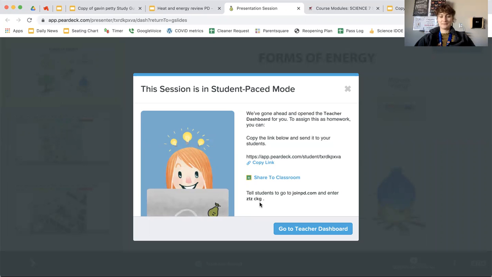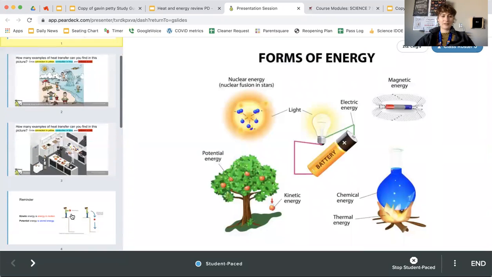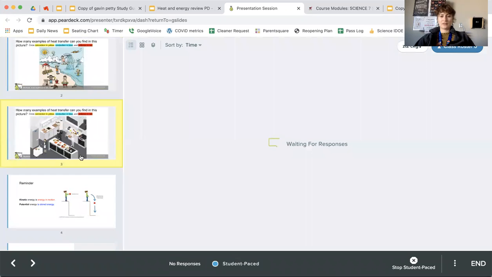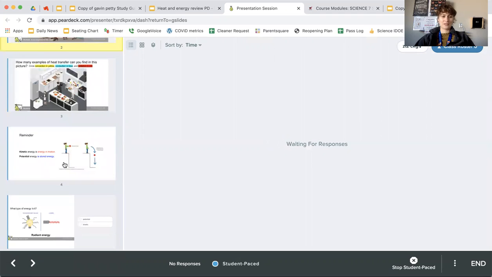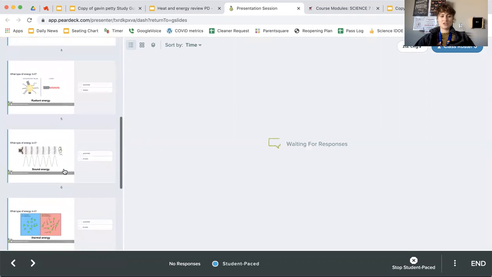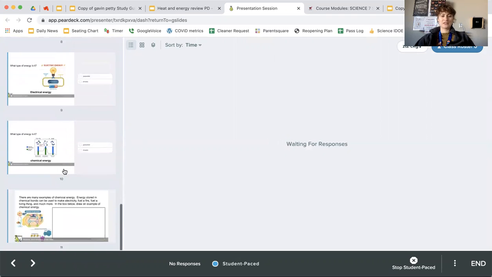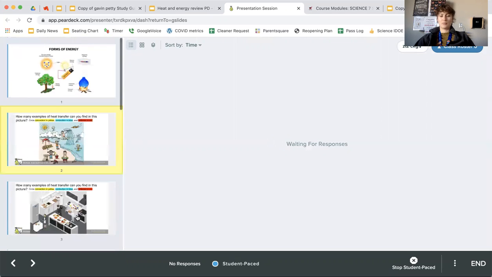ZTZ CKG. In this PearDeck, you'll have some practice with heat transfer, conduction, convection, and radiation. You'll have some practice with potential and kinetic energy and all the different sources of energy, and a little bit of drawing about chemical energy, which is one that we struggle with sometimes.